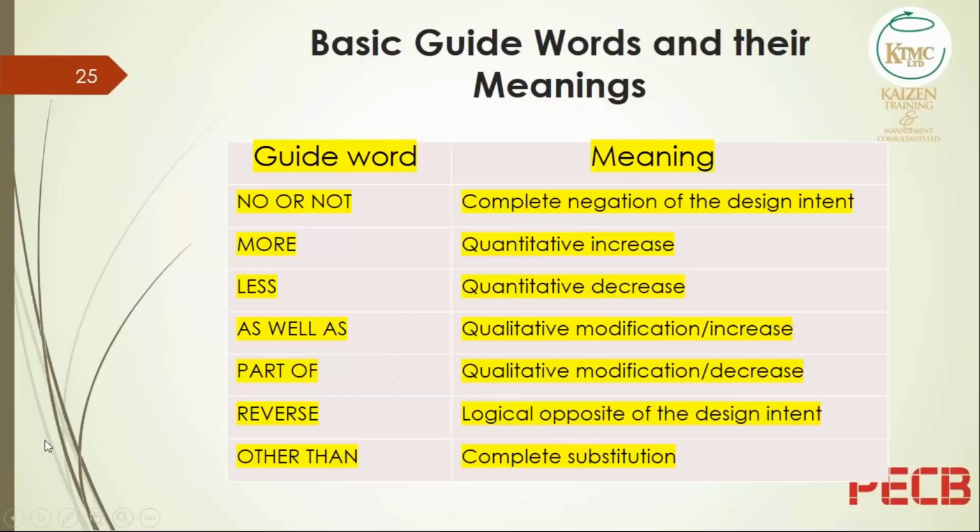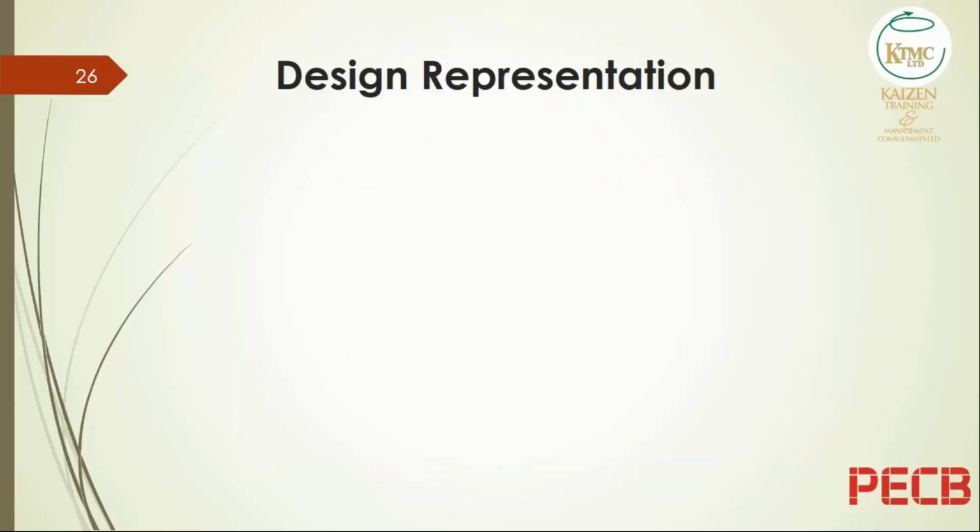So we do not have here the full volume expected. Reverse. So reverse flow. This can be serious. Other than, a complete substitution. So instead of water, steam, or some chemical. These are guide words that will be used and applied to each element, each part of the system, systematically, logically, in order to arrive at possible deviation.